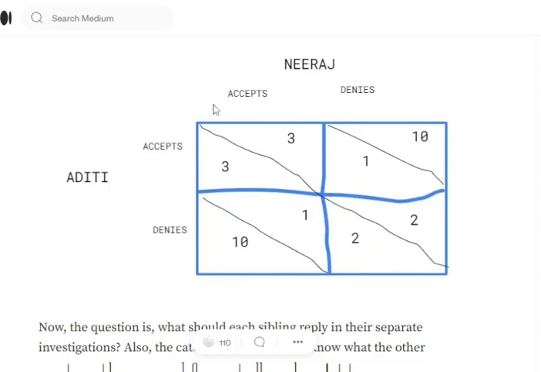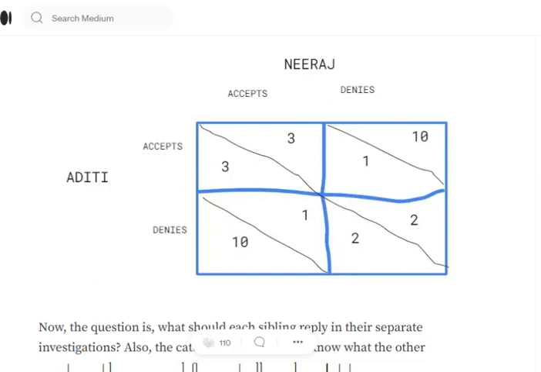So let's understand how this is happening and why other states are not Nash equilibrium. In this case, if you look from Neeraj's perspective, if Neeraj is accepting, he's getting 3 weeks. If he changes his strategy and goes to denial, he gets 10 weeks, so his situation is worsening. If you remember, in Nash equilibrium, your situation can't go worse than that if you stick to your decision. So the first point is correct.